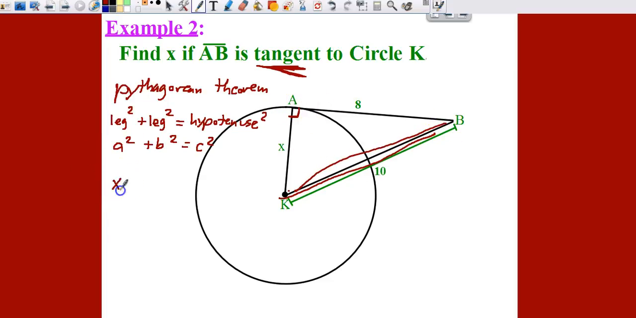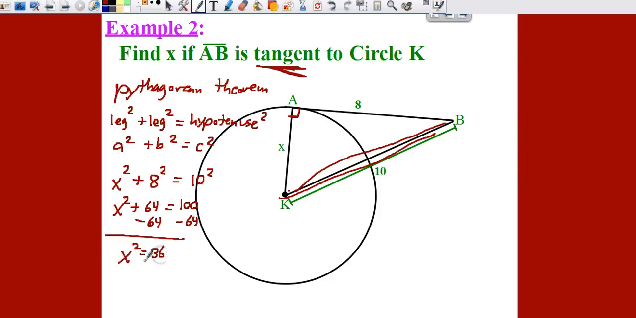So we're going to use X and 8 for the legs. It doesn't matter which way you do them, but the 10 has to be on its own side of the equal sign. So we're going to square those and subtract. X squared plus 64 is going to give you 100. And when you subtract that 64 away, you should get 36. And so to solve for X, we're going to take the square root, and X is going to equal 6. Well, X is the radius, so in this case the radius of the circle would be equal to 6 units long.